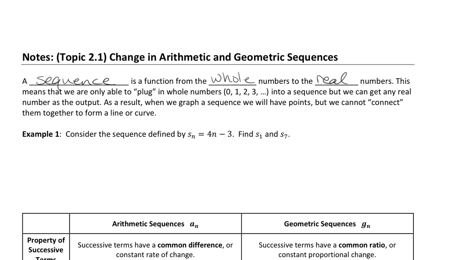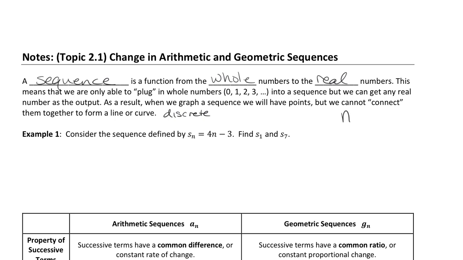As a result, when we graph sequences, we will have points, but we cannot connect them together, so they're what we called discrete or disconnected points. So it's discrete data for us. It will act exactly like a function technically acts, but it is a sequence because we do not connect the terms together. When we're starting to talk about sequences, there is some new terminology going on.